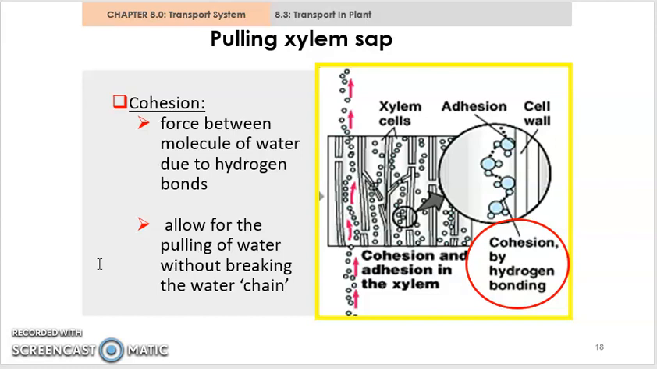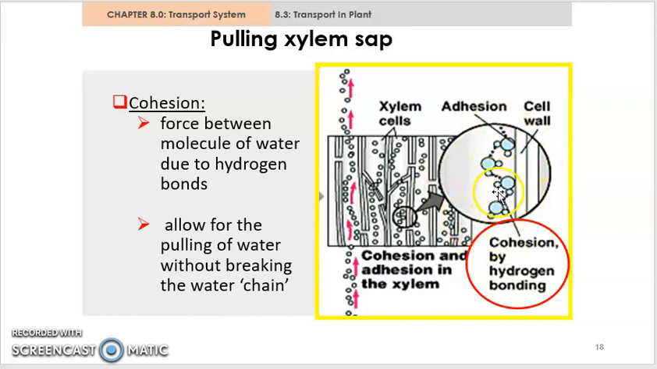So macam mana air daripada bawah boleh ditarik ke atas? Dia akan ada kaitan dengan konsep cohesion and also adhesion forces. So apa tu cohesion? It is the force between molecules of water due to hydrogen bond. So yang ini awak dah belajar pada semester 1.